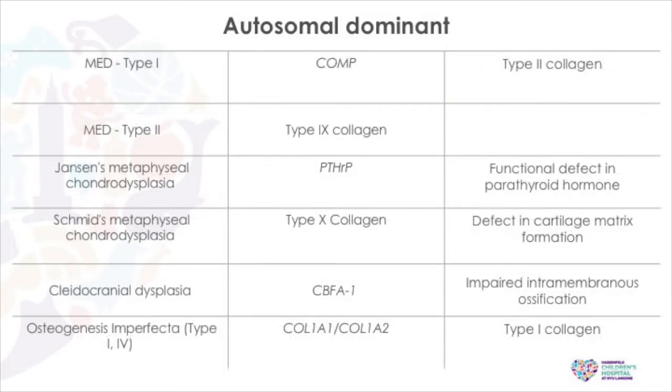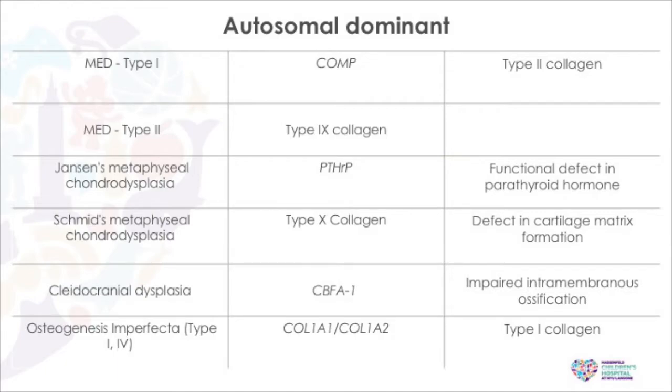Continuing with the autosomal dominant dysplasias, multiple epiphyseal dysplasia type 1 is caused by a mutation in the COMP gene, resulting in an alteration in type 2 collagen. Multiple epiphyseal dysplasia type 2 causes a disruption of type 9 collagen. Jansen's metaphyseal chondrodysplasia is caused by a mutation to PTHrP, which results in a functional deficit in parathyroid hormone. Schmid's metaphyseal chondrodysplasia affects type 10 collagen.